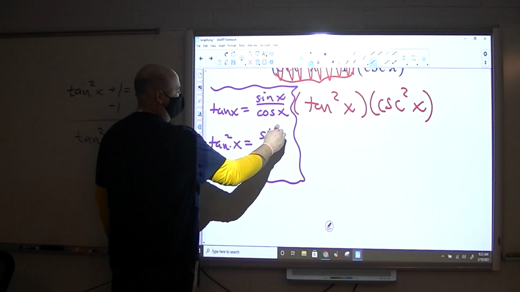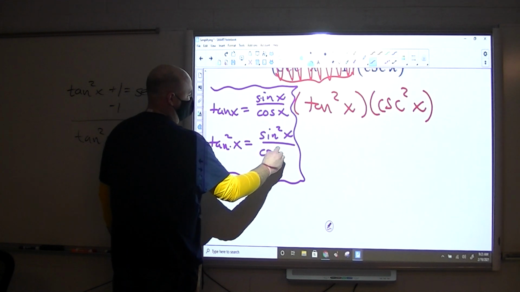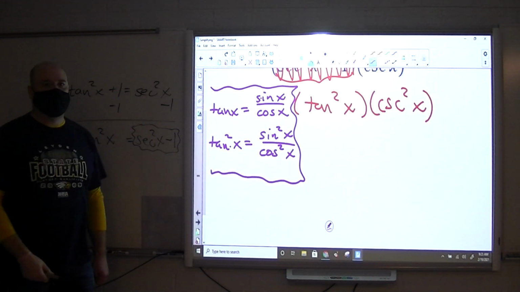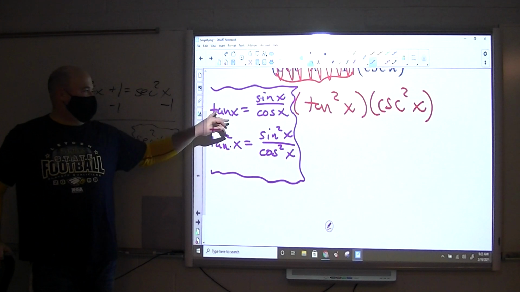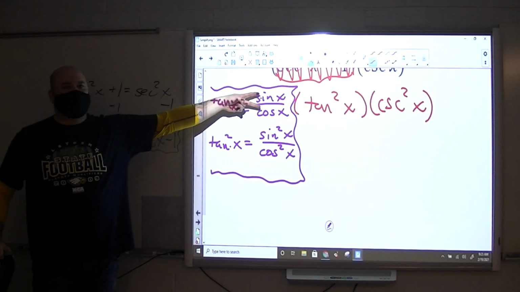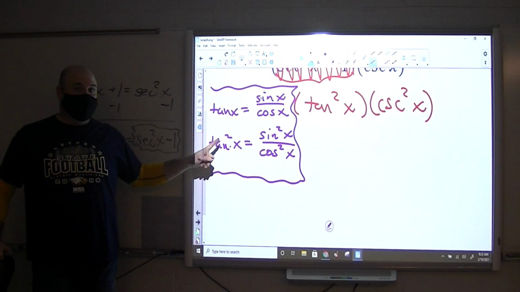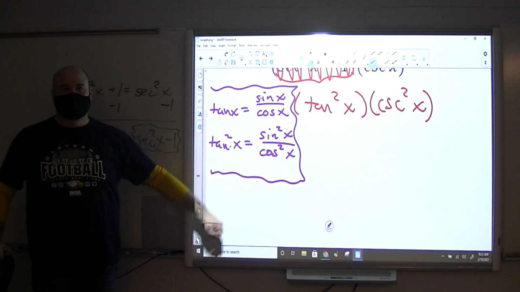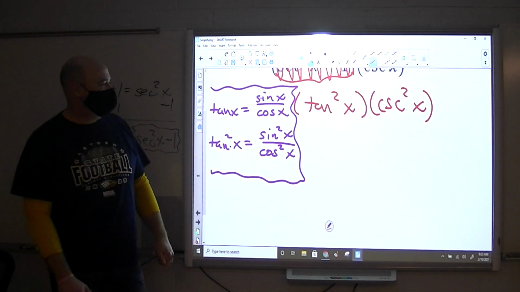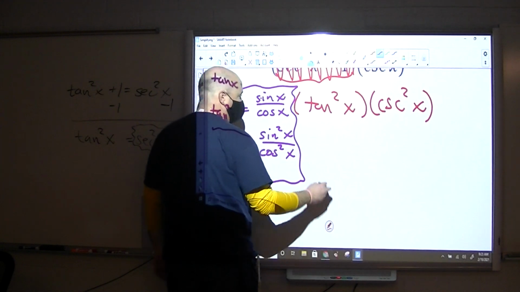If I want to square the tangent, I can. I square the sines and cosines as well. So tangent in terms of sine and cosine looks like this. Tangent squared looks like that. So that's what I'm going to write here.